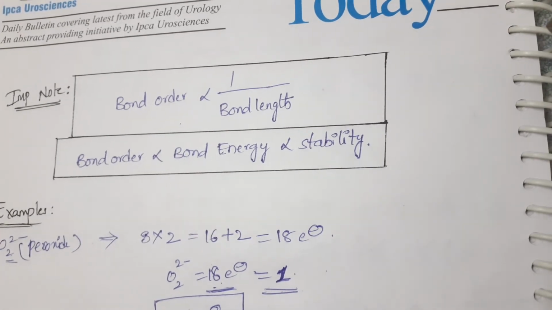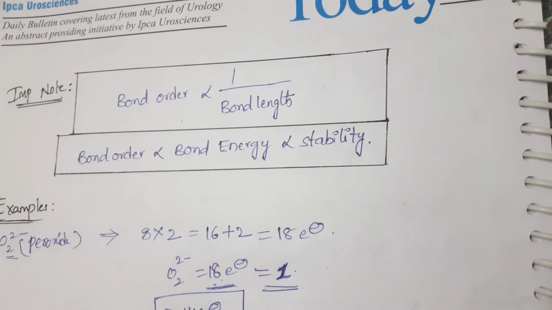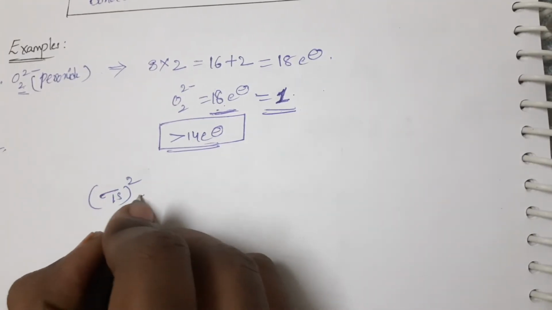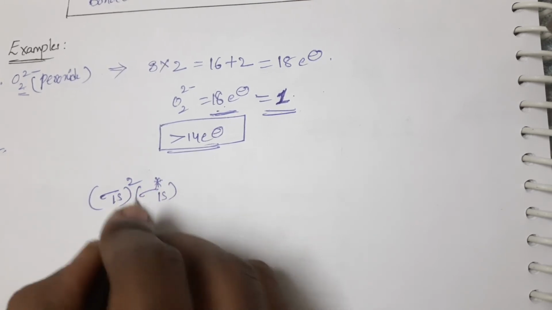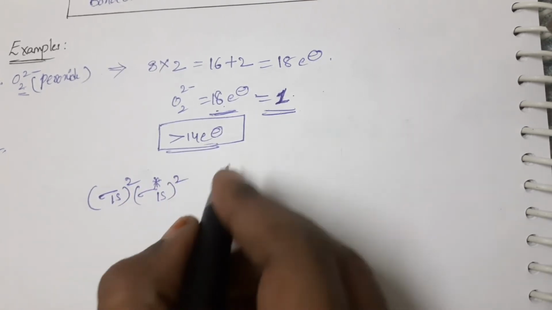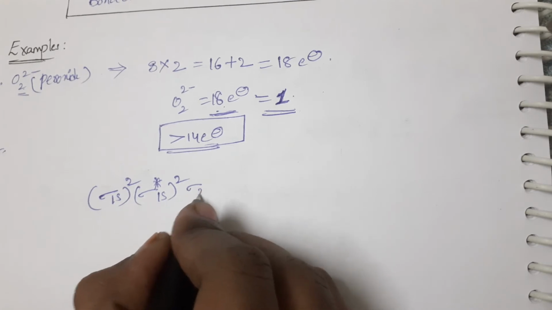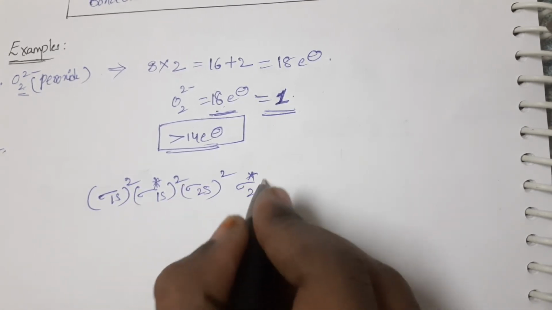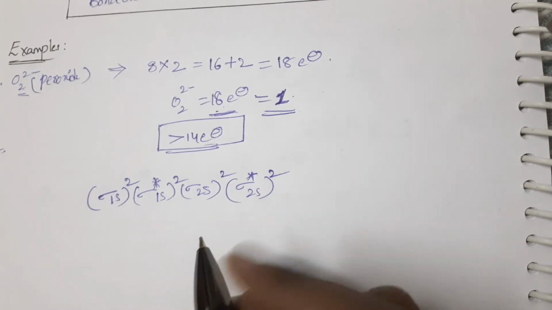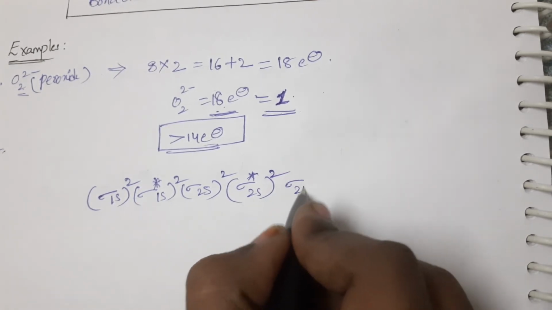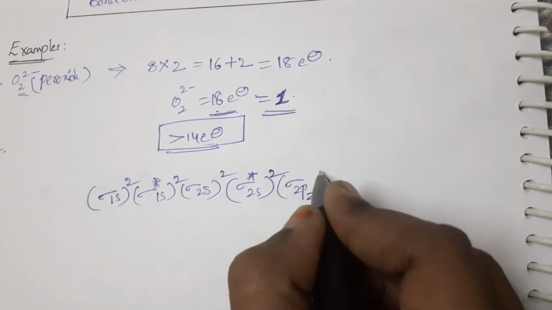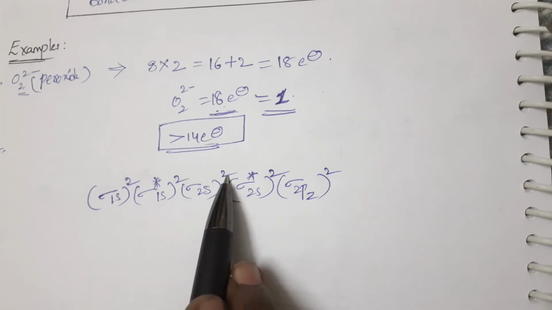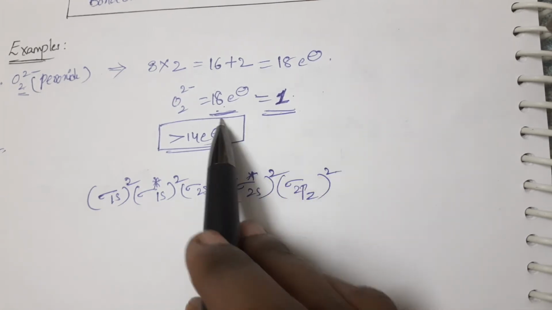That is sigma 1s, 2 electrons, sigma star 1s, 2 electrons. Fill the electrons like this. Next, sigma 2s, 2 electrons. Then sigma 2s antibonding orbital, 2 electrons. Then sigma 2pz, 2 electrons. How many electrons are there? 2, 4, 6, 8, 10. Remaining 8 electrons are there.